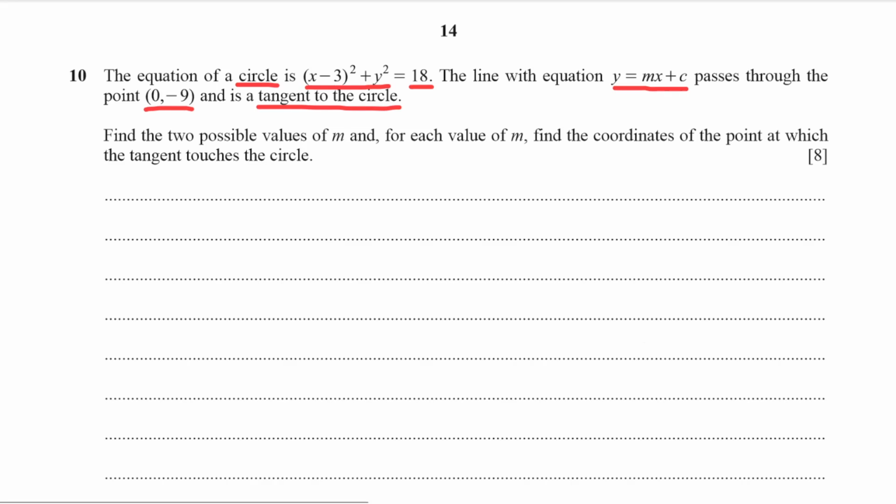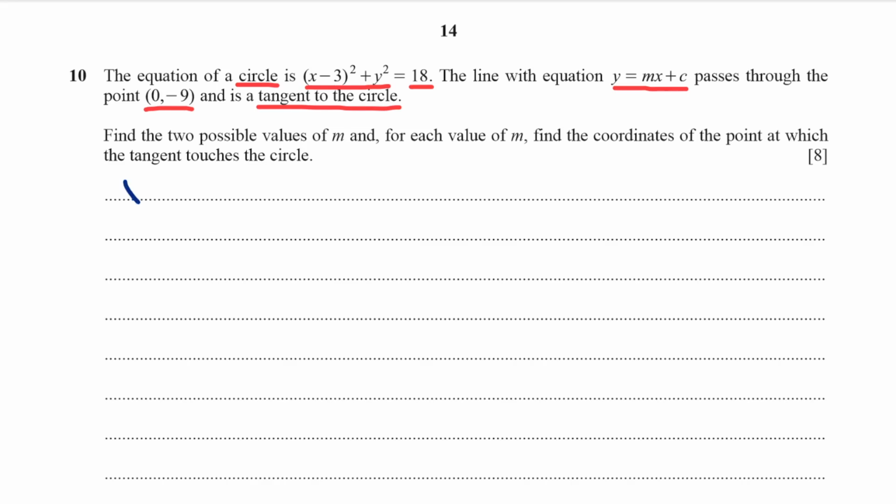Okay, so one thing to remember is if we have a circle and we have a line and we want to see the intersections, then we're going to get a quadratic. That's the base rule here. Okay, so let's first find the c value.